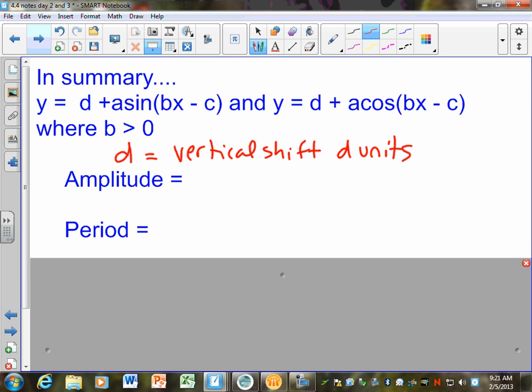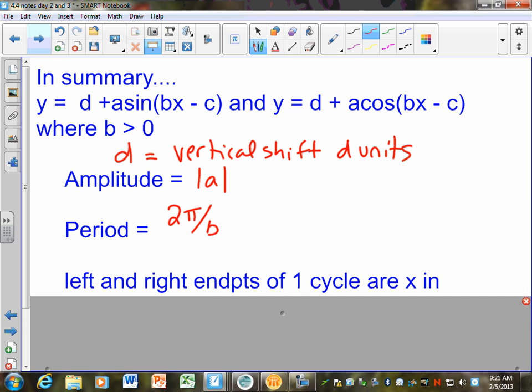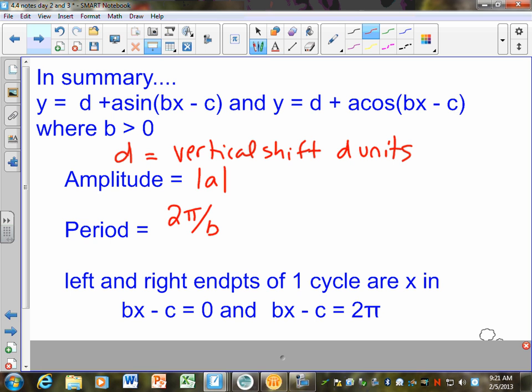There's no special name for the vertical shift, but there is a special name for all the other ones. The amplitude, I hope that we're doing better with the amplitude now. Amplitude is always the absolute value of A, because it's distance. And the period is always what? 2 pi over B. And for the phase shift, we can say that the left and right endpoints of one cycle are bx minus c equals 0 and bx minus c equals 2 pi. And you're going to actually have to do some work to find what those new endpoints are.